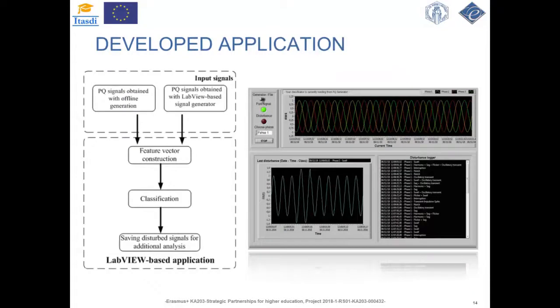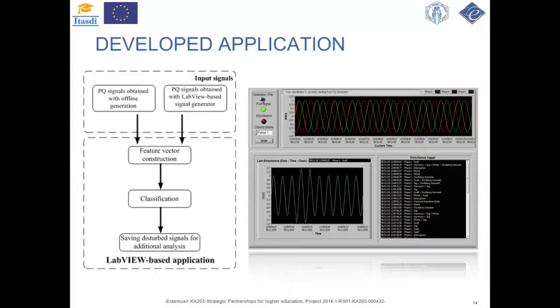Here is given on the left side the block diagram of the developed application, while on the right side is the application's user interface or the front panel. From the block diagram, we can conclude that this application consists of three main stages. The first one is feature extraction or feature vector construction, the second is classification, and the third is saving the disturbed signals for additional analysis.